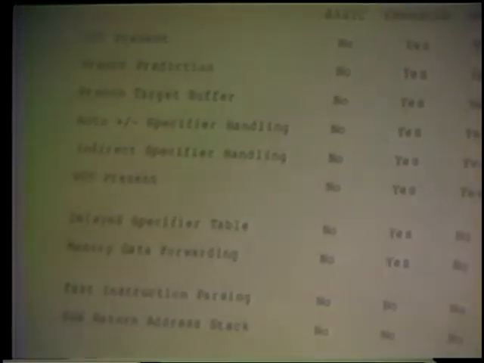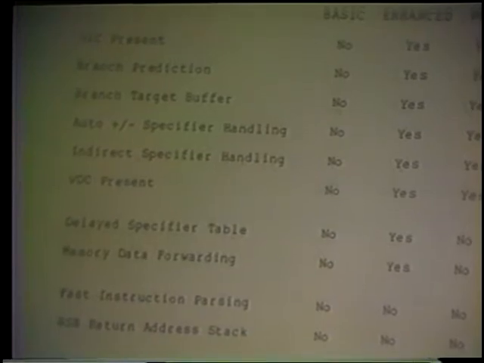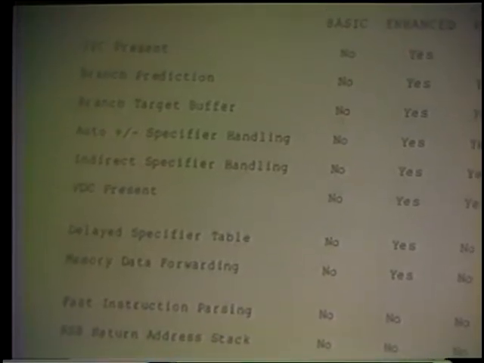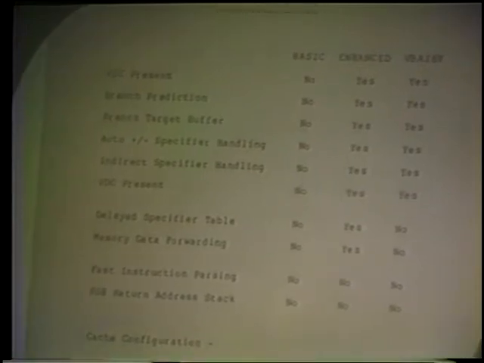Basically, these are some of the different features that we're experimenting with. Whether or not the virtual I cache is there, whether or not branch prediction is enabled, whether or not that branch target buffer is present. You can have branch prediction with or without that. Of course, we don't have the branch target buffer without branch prediction. Whether or not auto increment decrement specifier handling is there, and indirect specifier.